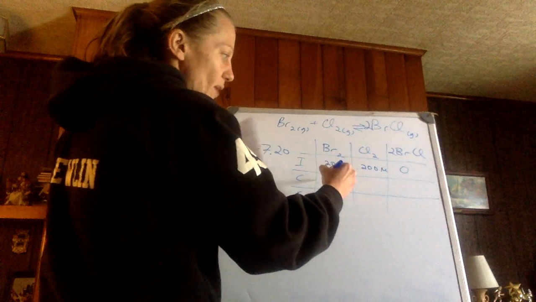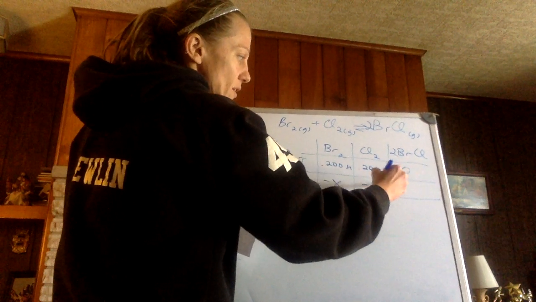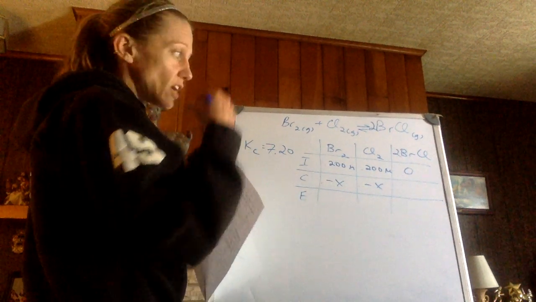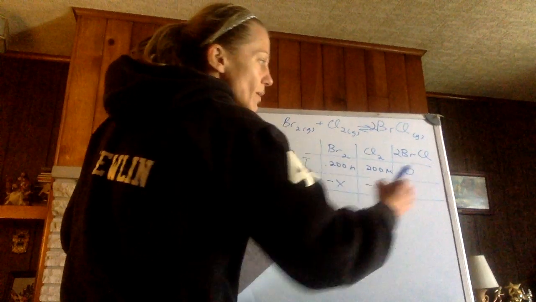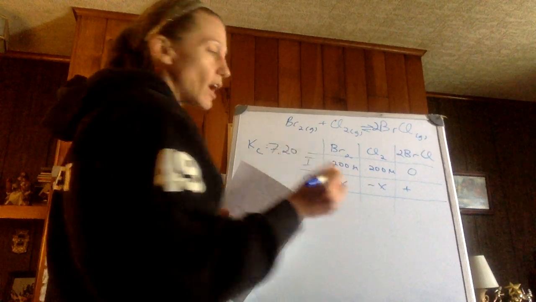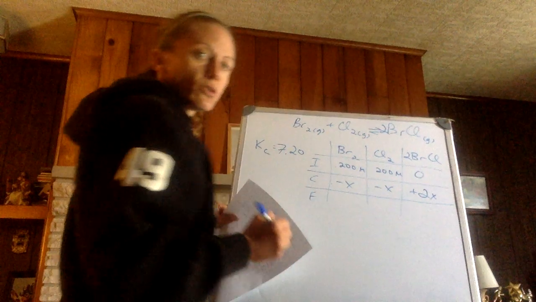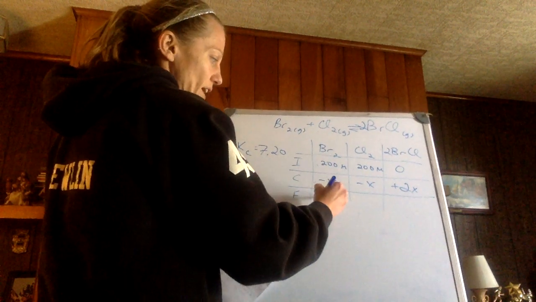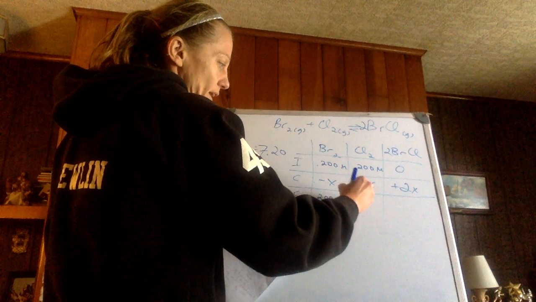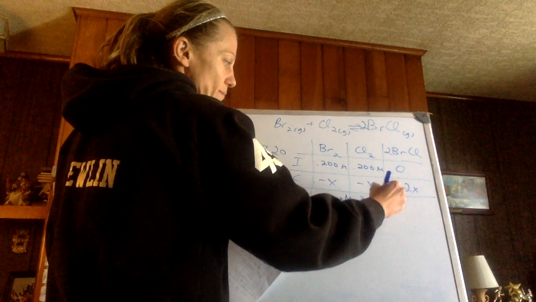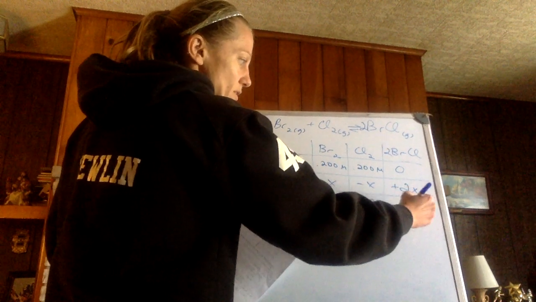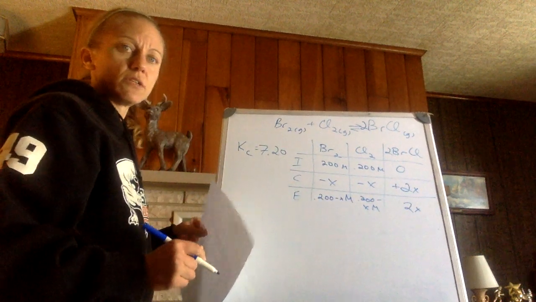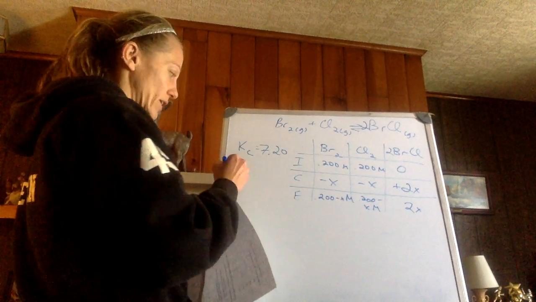So in this case, my change here will be minus x and minus x. I'm using those up to make some of this. I'm not just making x of it, I'm making 2x of it because of the 2 out in front. So I'm going to have 0.200 minus x, 0.200 minus x, and 2x for my concentrations. But they got to go somewhere.